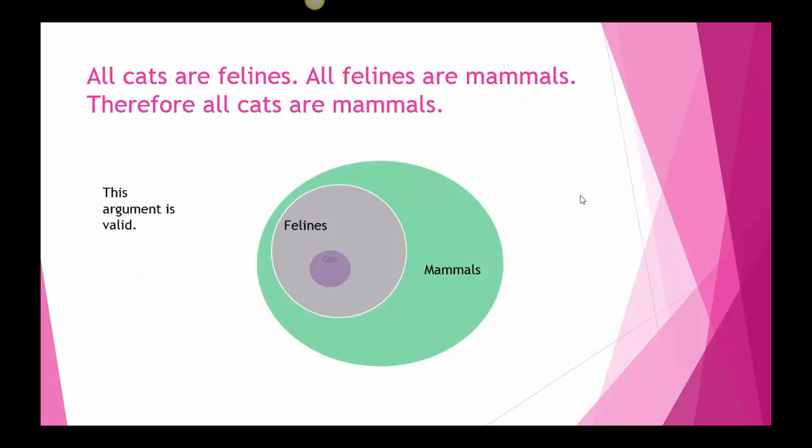This one I said all cats are felines. All felines are mammals, therefore all cats are mammals. So I'm going to start with all cats are felines. So I can see I have cats inside of felines. Then it says all felines are mammals. So felines needs to be inside a bigger circle that's mammals. Now looking at it, I can see cats are inside the mammals, so that does say yes, this is a valid argument.